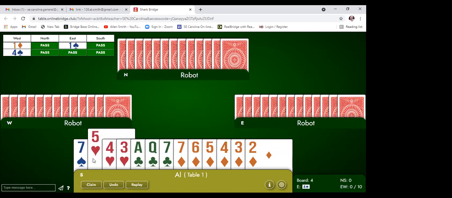So we look at our hand and we go, well, we don't want to lead spades because partner has 4, and we don't want to lead trump when our partner has 4 spades. We're just going to finesse it.